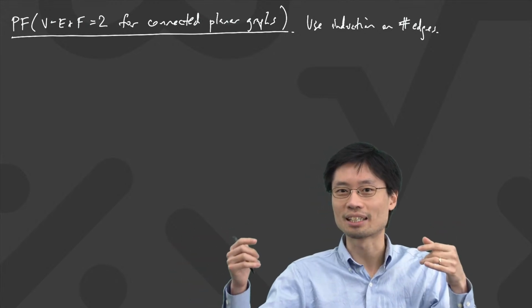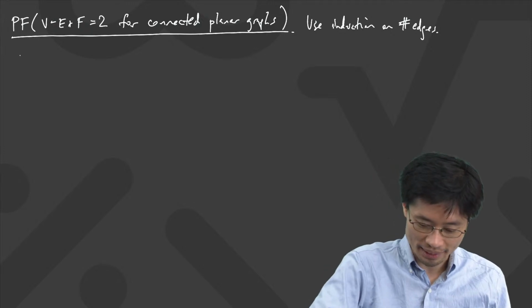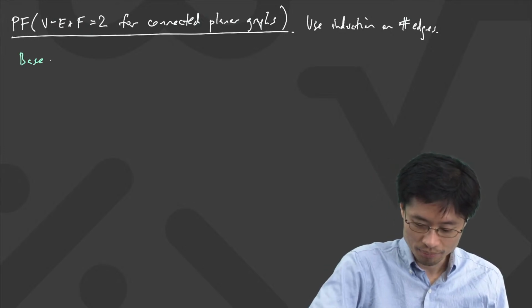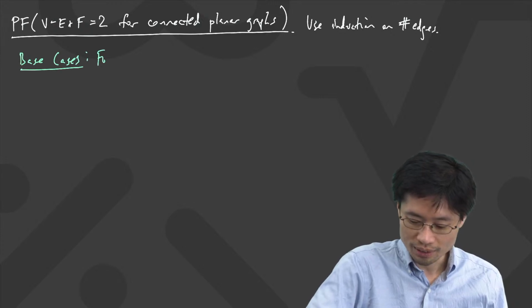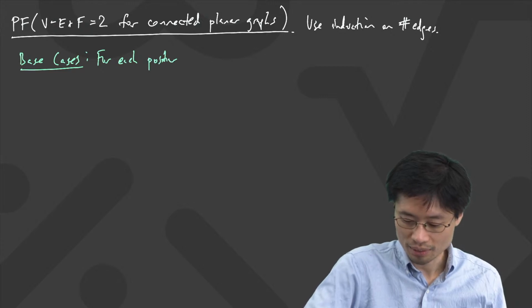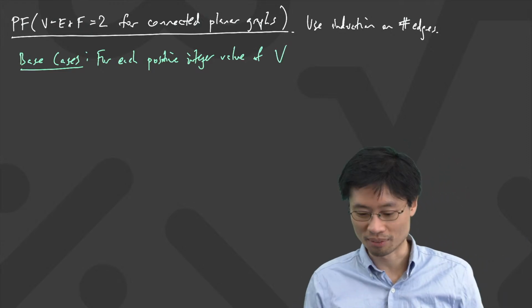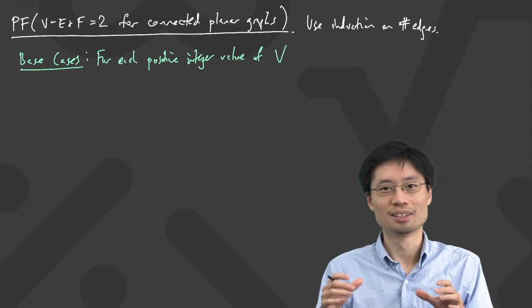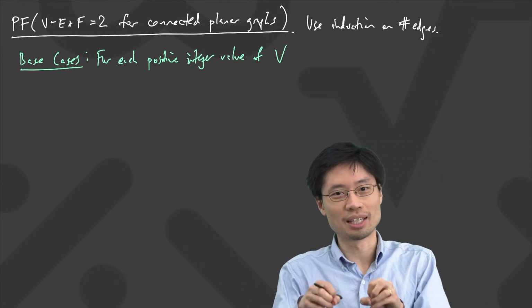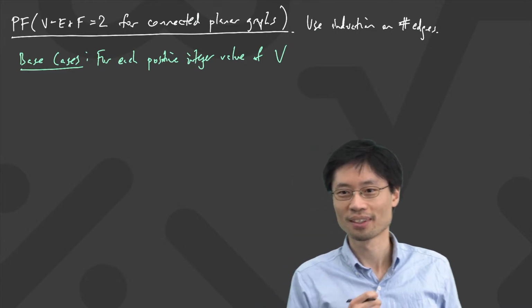So what I'm trying to say is that actually we're going to have a whole family of base cases. We'll have a whole bunch of base cases, for each positive integer value of v, the number of vertices. What's the base case? What's the smallest number of edges that you could have if you have a connected graph which has v vertices?